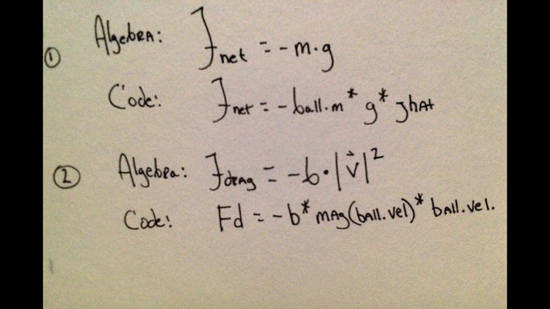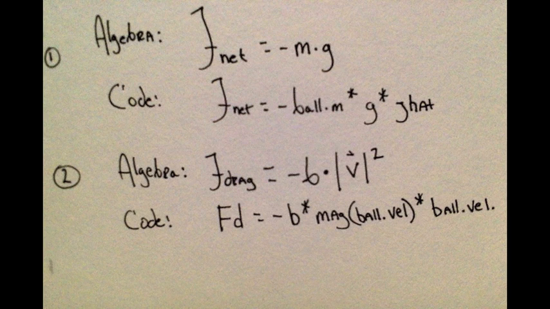To construct the first model of gravity alone, the net force for Newton's second law was only the effect of gravity. This was simple. F net equals the mass of the ball in kilograms times negative 9.8, the acceleration of gravity in meters per second squared. This is negative because I chose the y-axis upwards to be positive.